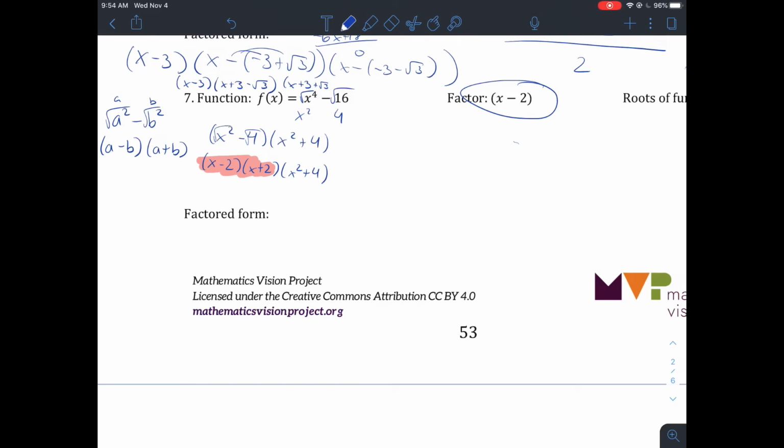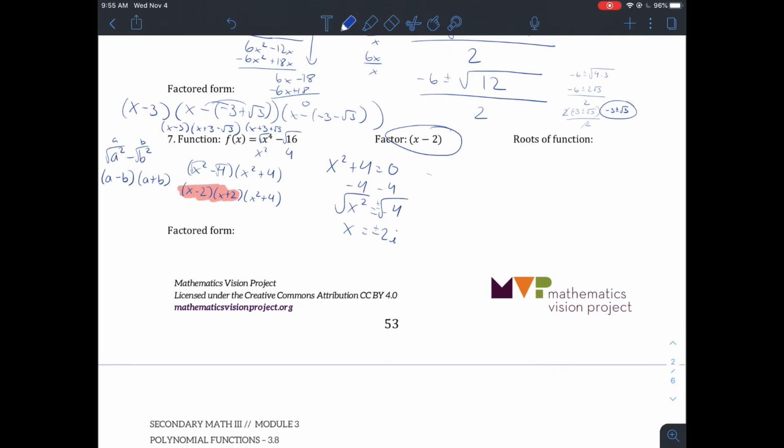You could use the quadratic formula. Go for it. But I think the easiest way would be to actually just solve. If you do x squared plus 4 equals 0, right? Remember, you can always set the factor equal to 0 to get the roots. So you do minus 4 minus 4. We get x squared equals negative 4. Take the square root of both sides. We get x equals, and then we're going to get plus or minus. And then since there's a negative sign in there, we get an i. Square root of 4 is 2. So we get plus or minus 2i. So our roots are going to be 2, negative 2, positive 2i, and negative 2i.